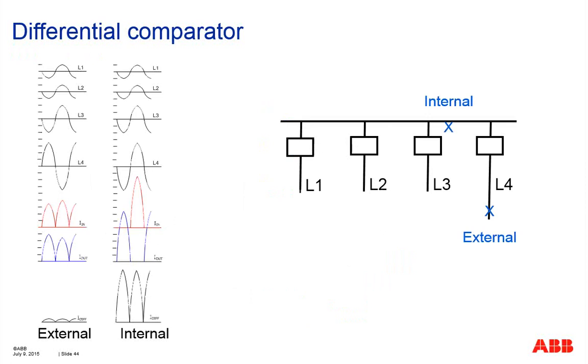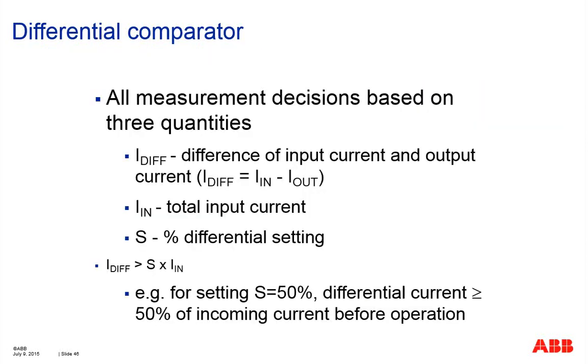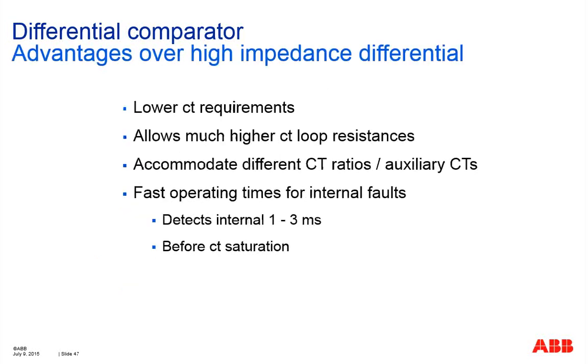So for an internal fault, as you can see, you have a high differential current. For an external fault, you should have no differential current. But upon CT saturation, you could have a false differential current that you need to watch out for, and the relay needs to be sensitive, selective, and able to block operation. The advantage of this is lower CT requirements, allowing much higher CT loop resistance, and fast operating time for internal faults.